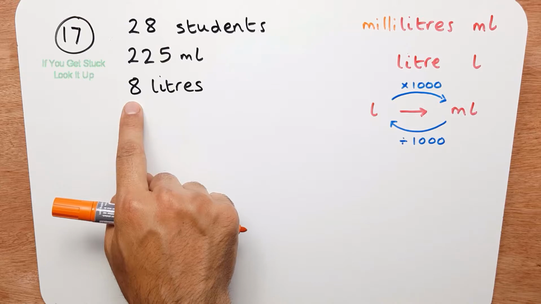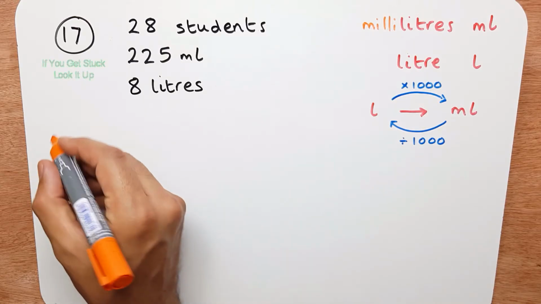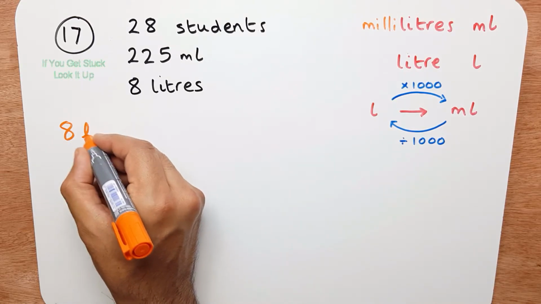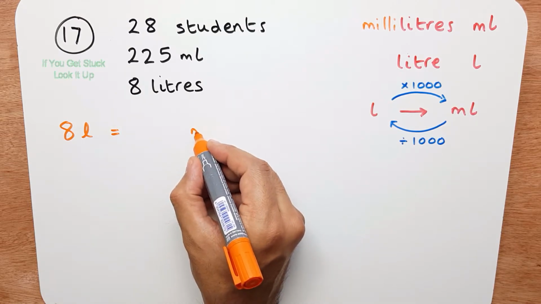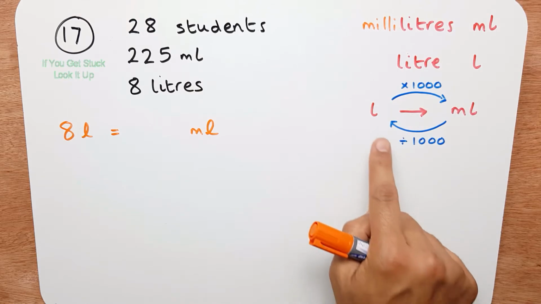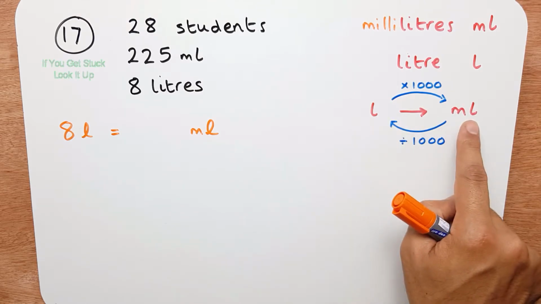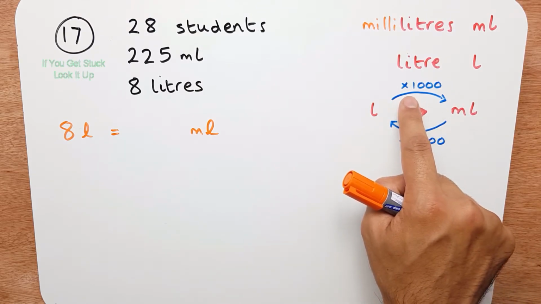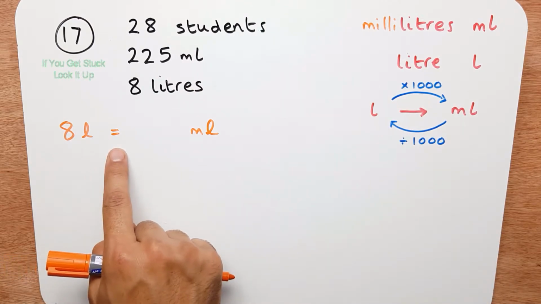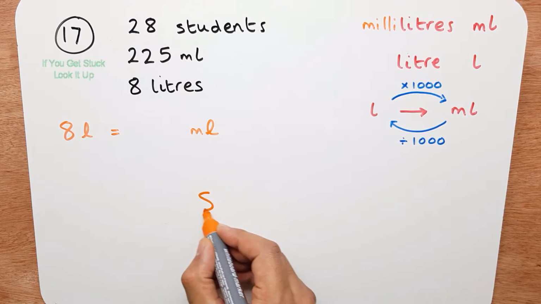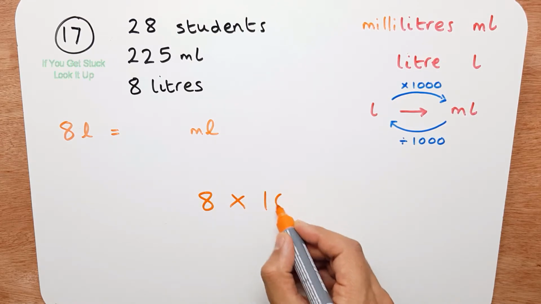So the teacher has 8 liters to start with. So 8 liters is going to be how many milliliters? And what did we say? If you go from a liter to a milliliter, you simply multiply by 1,000. So I need to do 8 times 1,000. So let me write this here, 8 times 1,000.